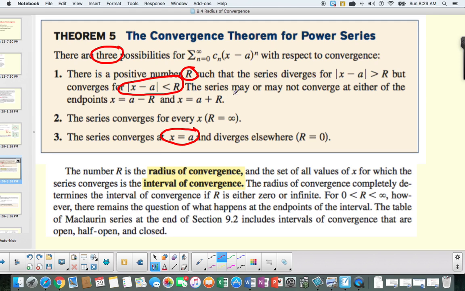So the 2 terms we want to talk about is radius of convergence, how far out from the center, and the interval of convergence, where we're allowed to, in set notation, determine what the x values are.